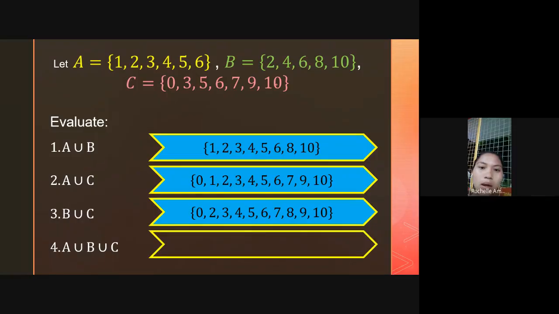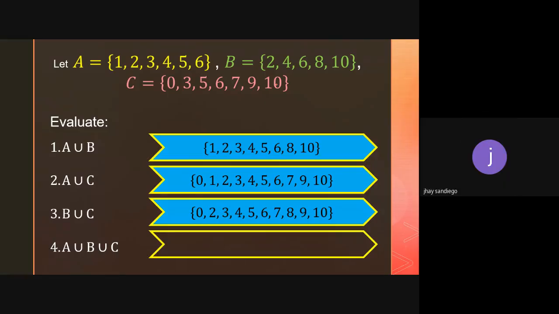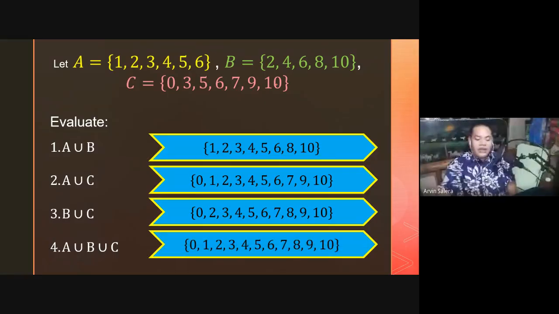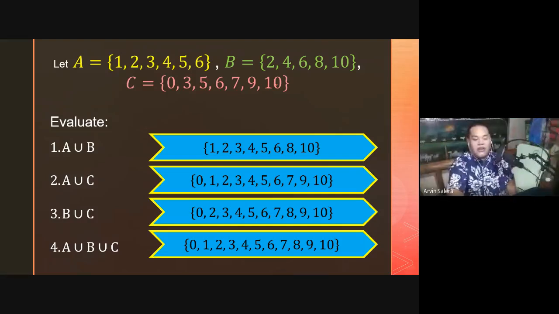0, 1, 2, 3, 4, 5, 6, 7, 8, 9, 10. They all have 10, right? They all have it. Right? It shows it to anyone. Okay, that's union. Did you understand union?